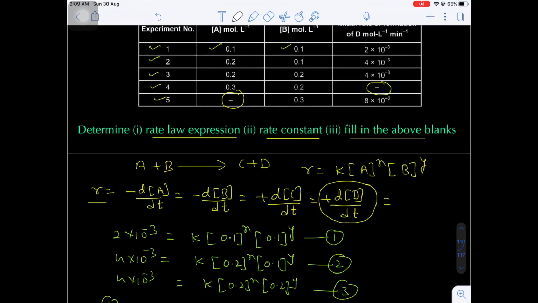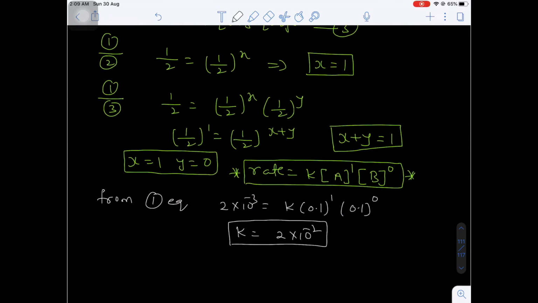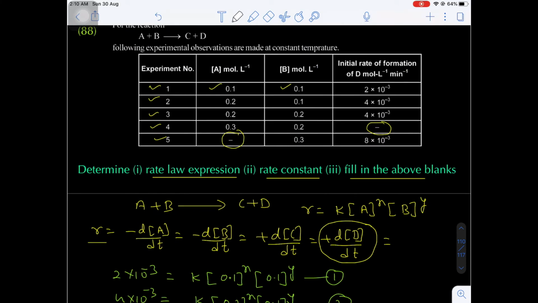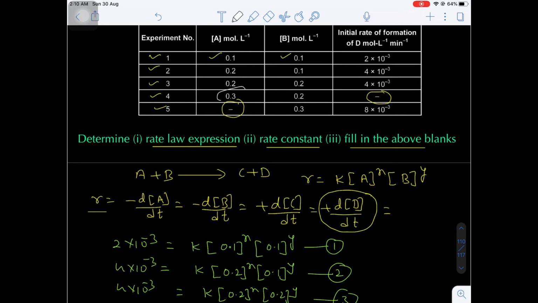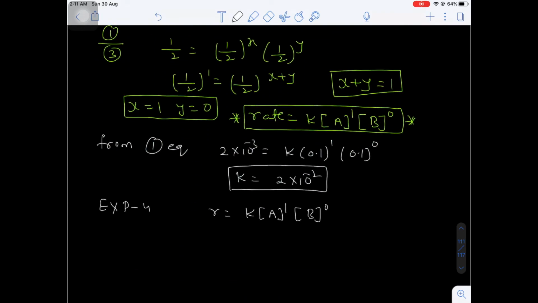Now come to one more problem, fill in the blanks. Now in the experiment 4, I am writing r is equal to k into A to the power 1 into B to the power 0. In the experiment 4, the rate of formation of D is to be calculated, and concentration of A given 0.3 and B given 0.2. So bring the 0.3 and 0.2 into this expression. So you can write the R value.